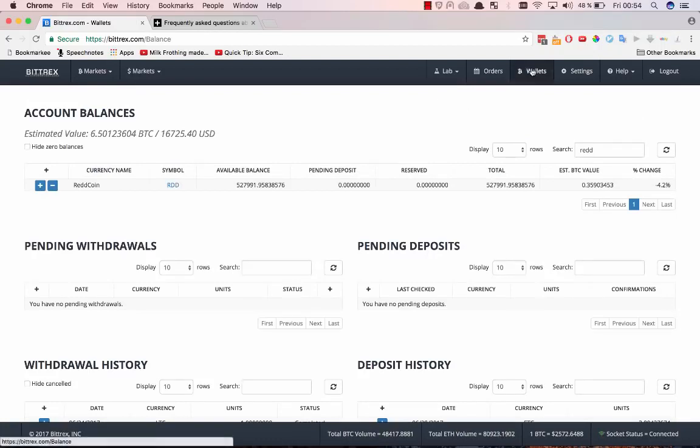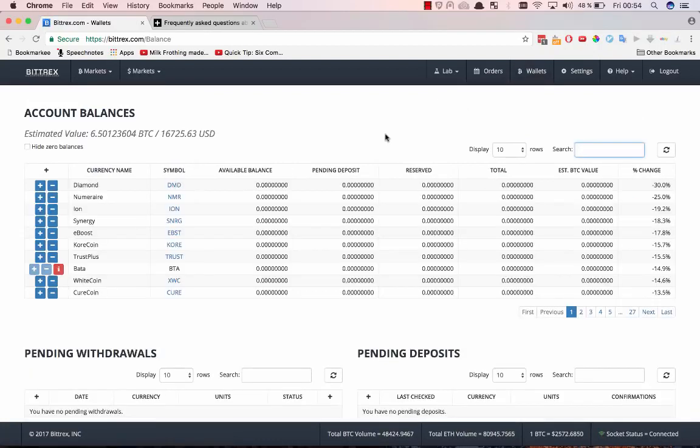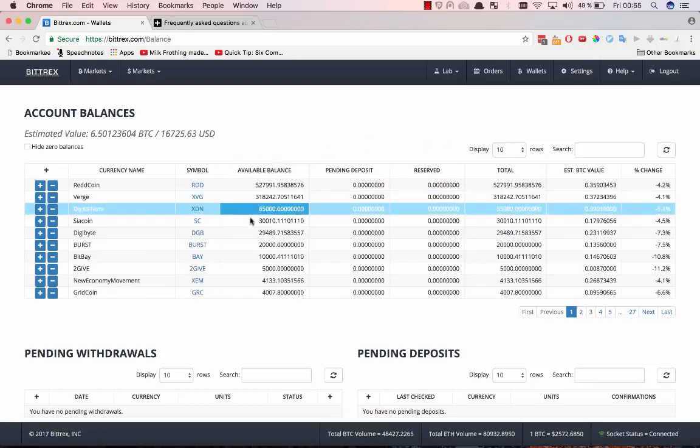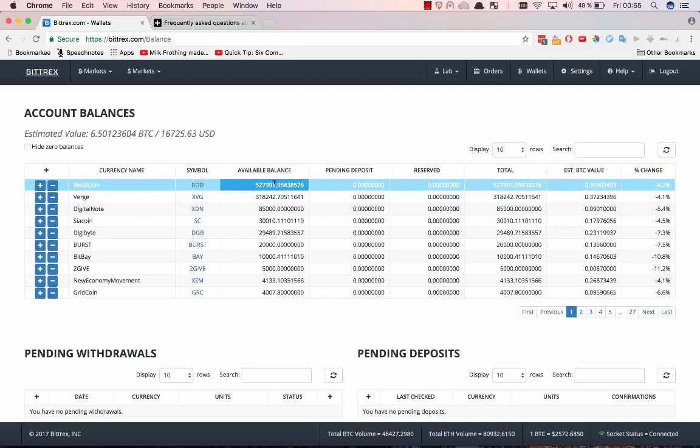So I'm going to go to my wallets. I'm going to press on estimated BTC value. So now I can see the value of my portfolio for each coin. So here we are in my portfolio. By using the estimated BTC value, by clicking that, we can see which tokens we have more of in our portfolio. If I click here over an available balance, of course, I'll get the coin with the most available balance.